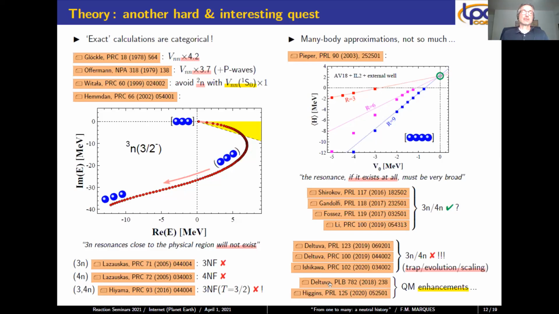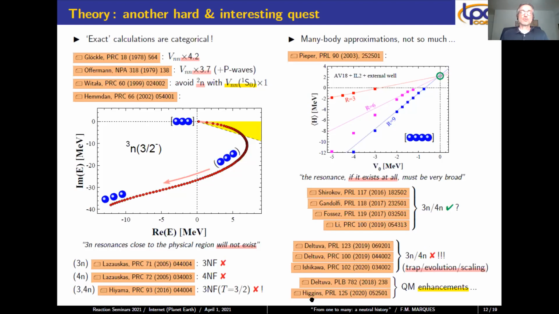Then Deltuva and Lazauskas tried to criticize these approaches and said that these conclusions were an artifact of the technique that they use. And very recently, Ishikawa also demonstrated that when you try to extrapolate bound states trapped into external wells into resonances in the continuum, you can get resonances that are unreal and are just artifacts. So I will refer you to these papers if you want to know the details.